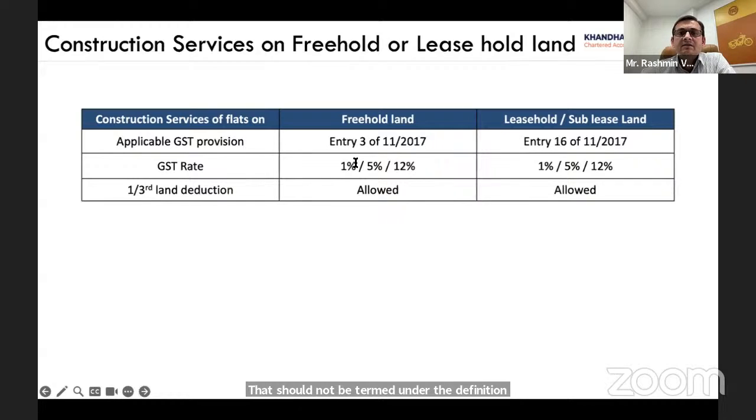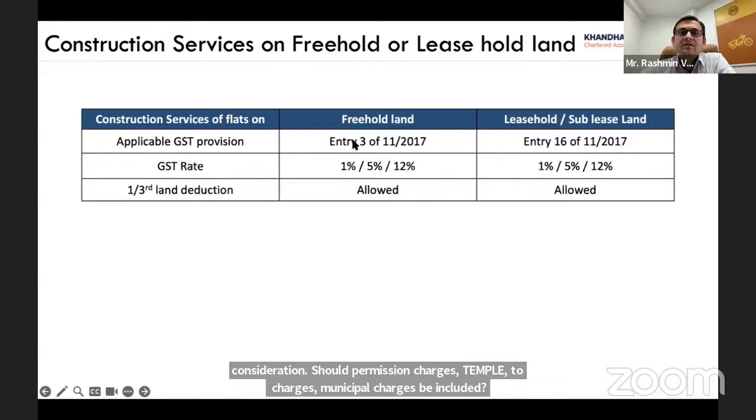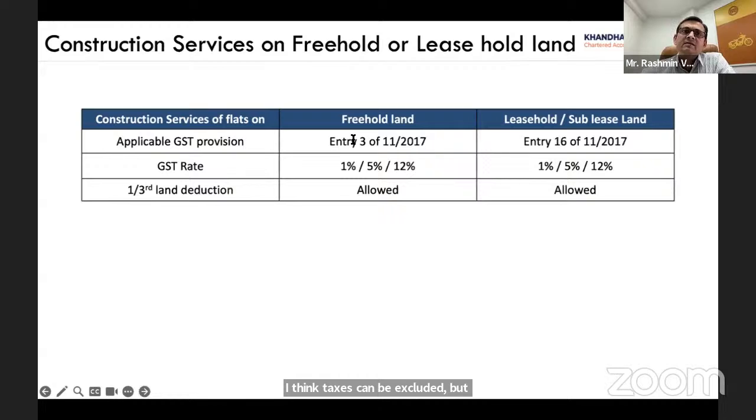Should permission charges, stamp duty charges, municipal charges be included? I think taxes can be excluded, but other charges should be included. But there is a clarification by the government saying that any charges paid to the government need to be excluded for the 80/20 rule. So you can check for this 80/20 rule, and accordingly certain charges can very well be excluded for calculation of the 80/20 rule.